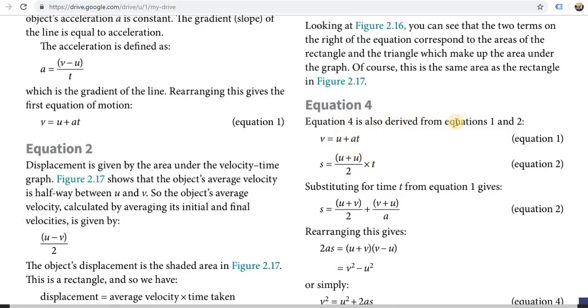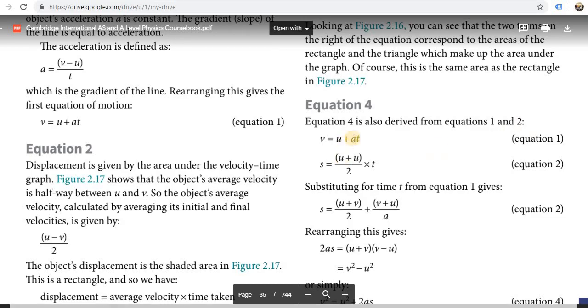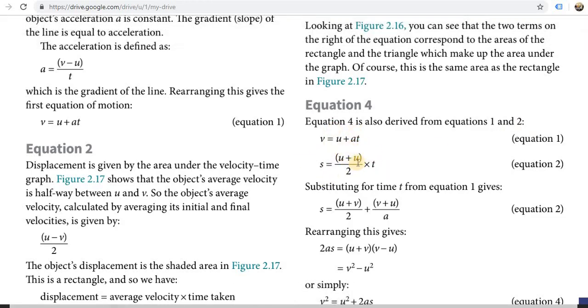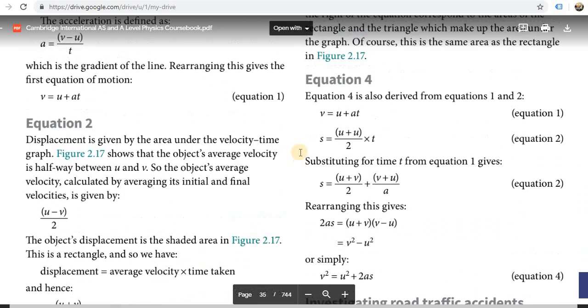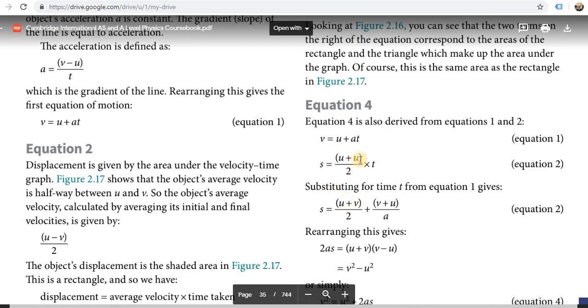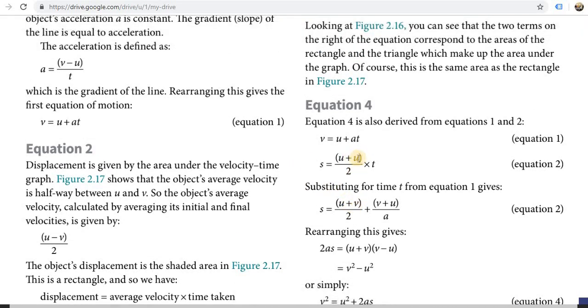Equation 4 is also derived from equations 1 and 2. We had equation 1 and equation 2. Now remember, in equation 2 it's u plus v, not u plus u. Equation 2 is u plus v, so you can change this to a v if it is the same in your textbook.